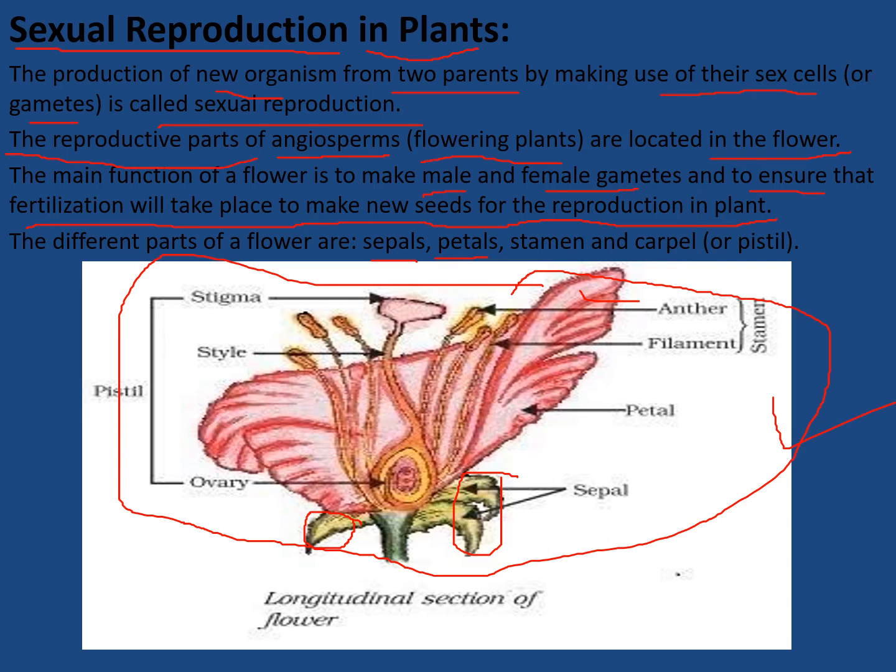Next, stamen. Look here, this part is known as the stamen. Okay, this is known as the stamen. Look here, the stamen, that is the male reproductive part. The last one is the carpel or pistil.